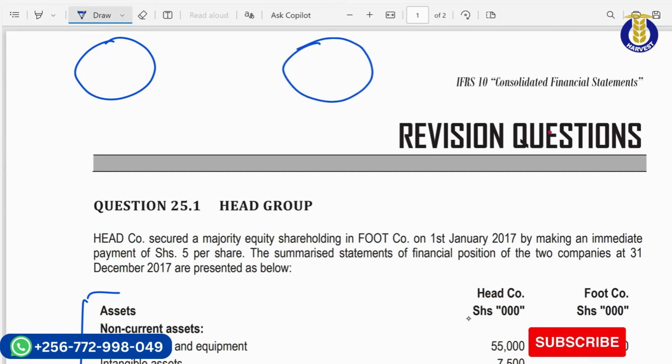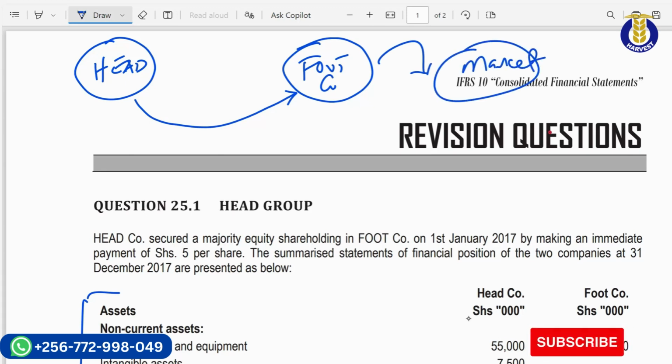Okay, now let me take you to what is happening there. What they are telling us is that head company sold goods to foot company, but foot company did not transfer the goods to the market. We expect that when head company transfers goods to foot company, foot company will make all efforts to transfer the goods to the market. In that way, the 25% markup within the inventories will be realized. However, we see in our situation here that goods to the tune of 2 million remained unsold, meaning that the 25% markup within the 2 million was never realized.